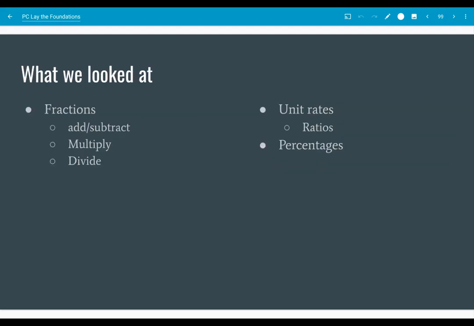Okay, so what we looked at fractions, we looked at how to add and subtract, multiply and divide fractions, we looked at unit rates and what the ratios are, and then we looked at percentages.